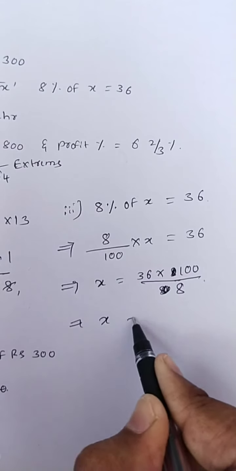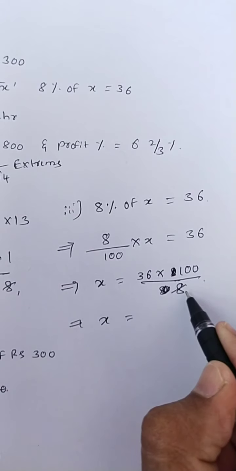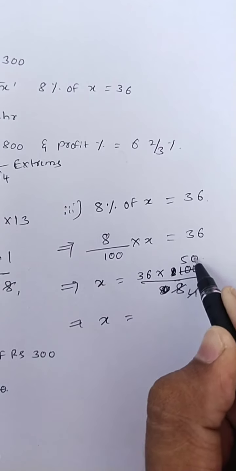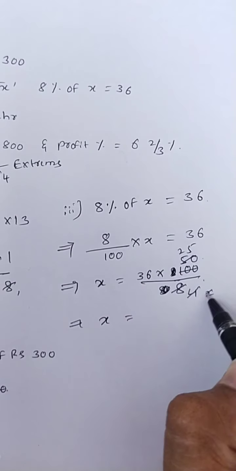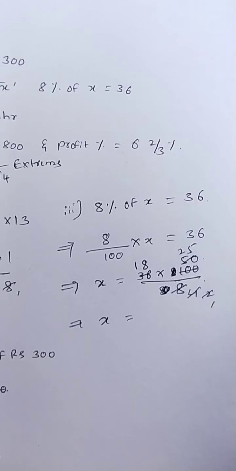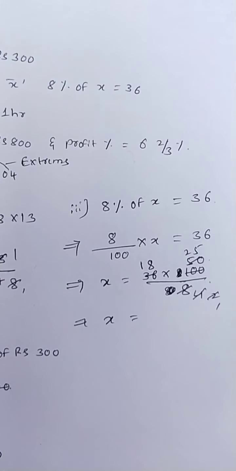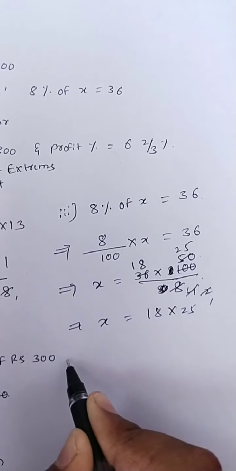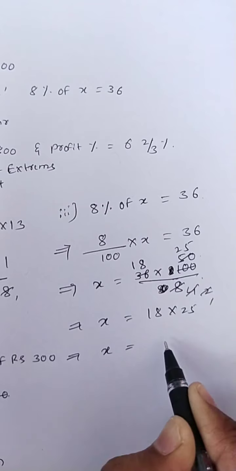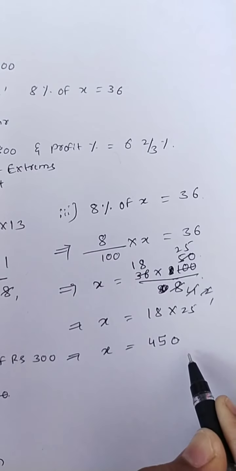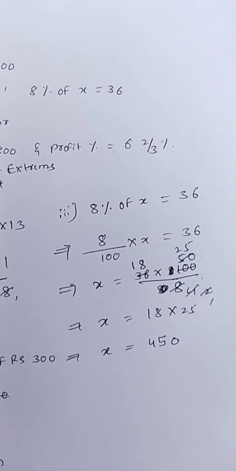So x is equal to, 2 4s are 8, 2 5s are 10. Again 2 2s are 4, 2 25s are 50. Again 2 1s are 2, 1 remains, 2 8s are 16. So again you are getting 18 into 25. So x is equal to 25 into 18, which is 450.